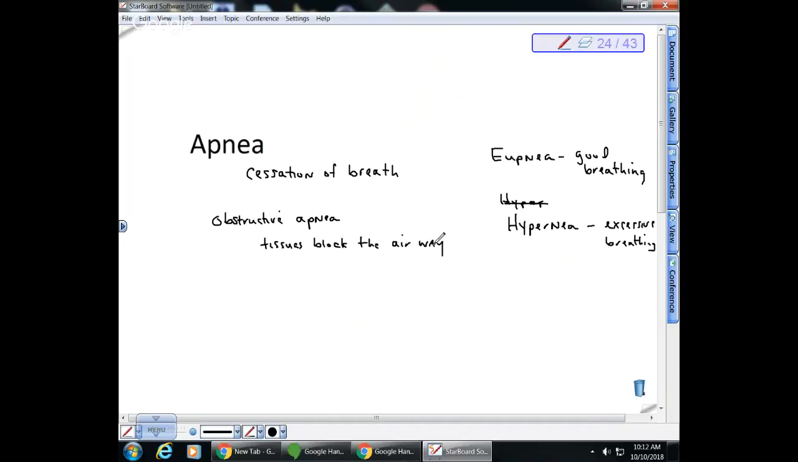And people that have this sometimes snore excessively, right? And they make funny noises when they're sleeping. And that is because they're having a hard time getting air into their lungs. There is another type of apnea, which is called central apnea. And this has to do with the control of the central nervous system, right? So the central nervous system, or the CNS control, is damaged. And so sometimes this happens after, for example, a stroke or other brain trauma.